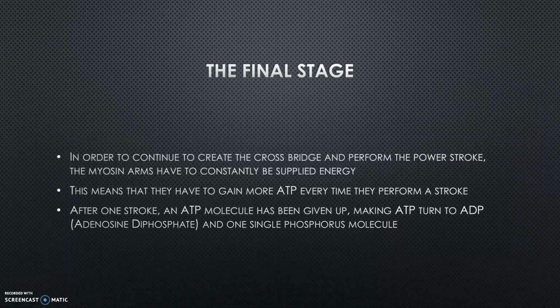Due to the myosin arms having to perform potentially many of these power strokes, they have to be constantly supplied with energy. And this means that every time the arms perform a stroke, more ATP is supplied to them. And this results in the ATP becoming ADP, which is adenosine diphosphate. And this leaves one single phosphorus molecule on its own.